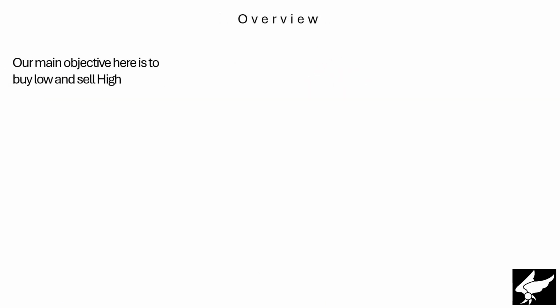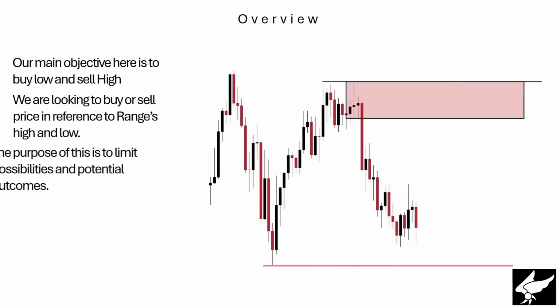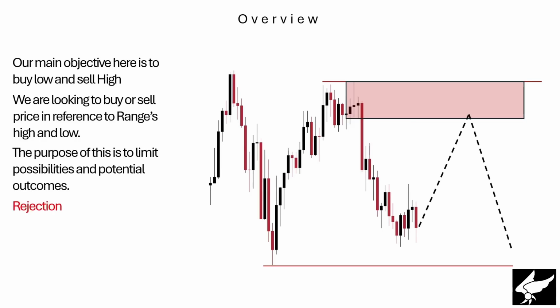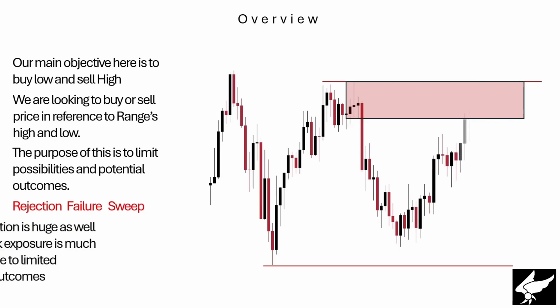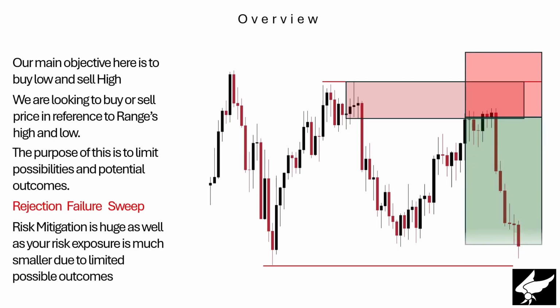So our main objective here is to buy low and sell high. We're looking to buy or sell price in reference to the range's high and low. The purpose of this is to limit possibilities and potential outcomes. So what we're doing here is limiting price to 3 potential outcomes: rejection, failure, and liquidity sweep. Risk mitigation is huge as well, as your risk exposure is much smaller due to limited possible outcomes.